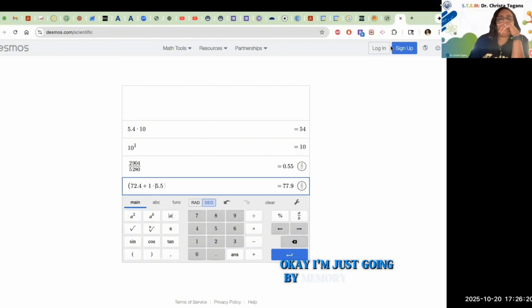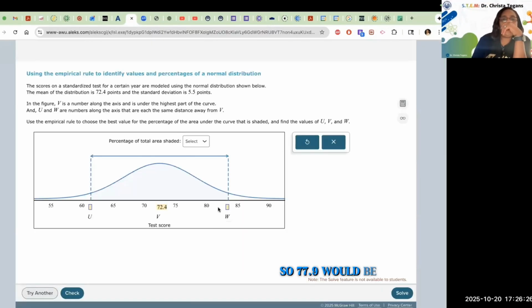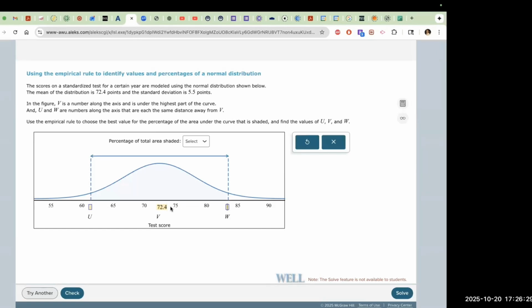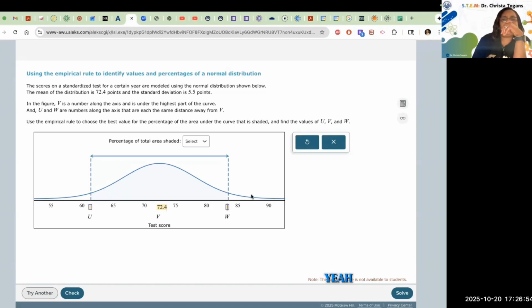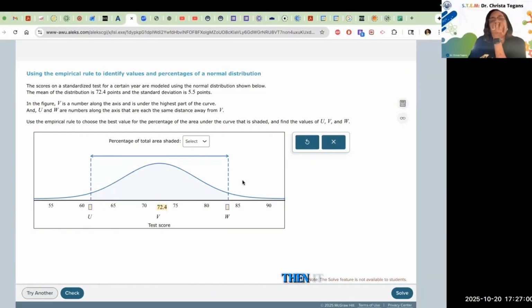I'm just going by memory of what I saw on Alex. Well, we'll see if it's right. So 77.9 would be up here. Let's check. Now you've got to do 2 and 3 just to see where that falls, because that was 72.9, so it would be right before there. My guess is it would probably be a +3 to get your W. Once you get the number and look at how that graph sits, it makes sense.